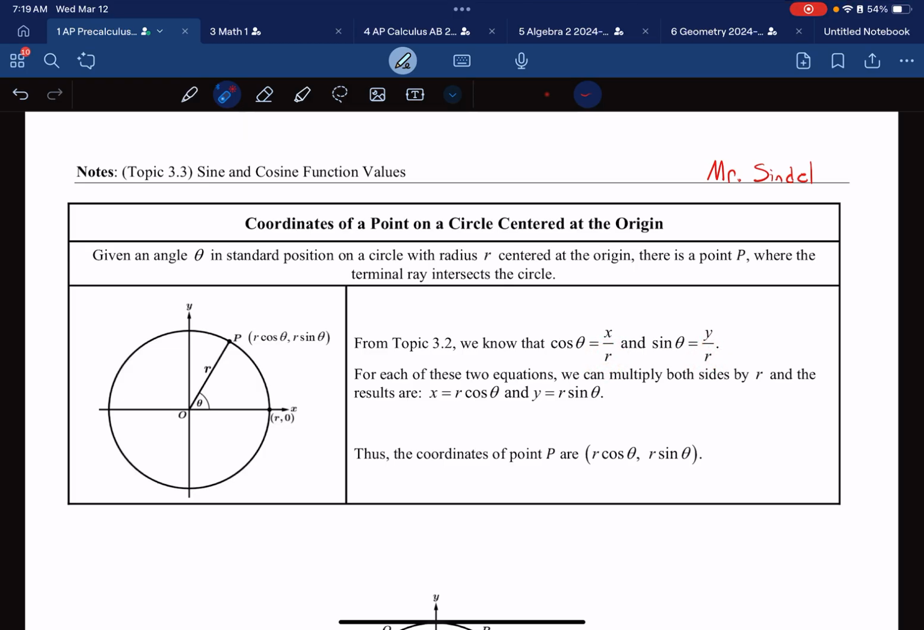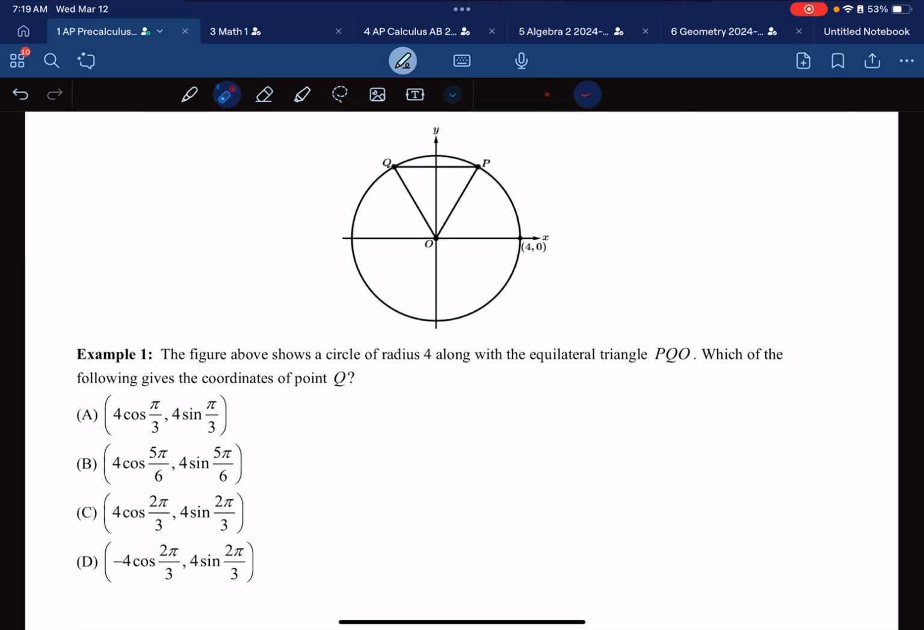That means if you have a circle that is not a unit circle and you're trying to find the x and the y coordinate of that circle, to solve for this x, you'd multiply both sides by r, meaning that this r comes up over here to the left of cosine of theta, and you have r cosine of theta for the x coordinate and r sine of theta for the y coordinate. So let's go ahead and apply that on example 1.